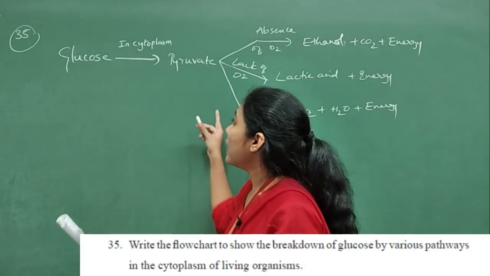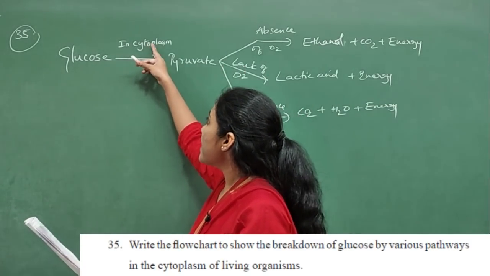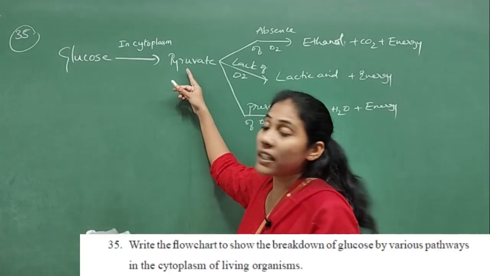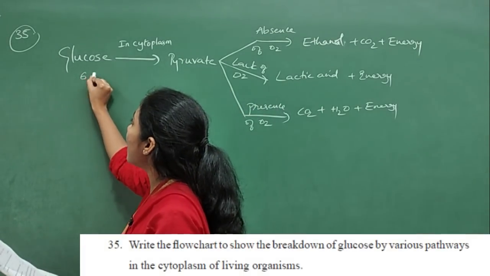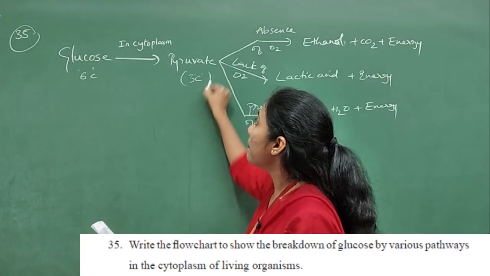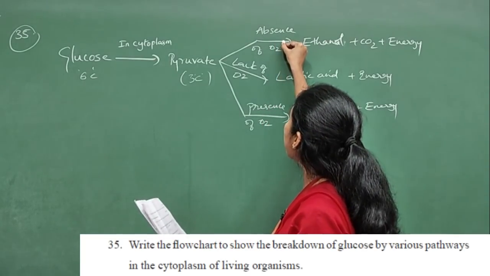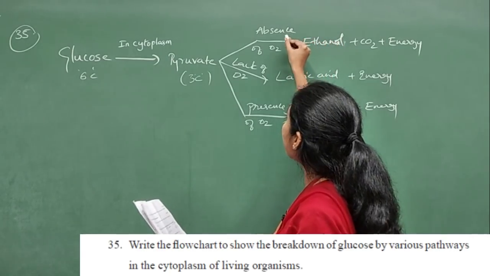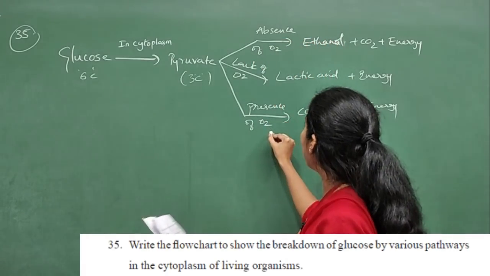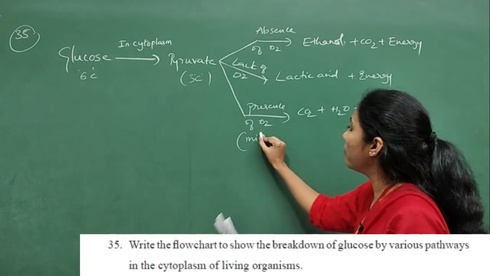See, the different pathways, I have shown on a board. Glucose initially in cytoplasm will get converted into pyruvate. Glucose is a 6-carbon compound, and this is getting converted into a 3-carbon compound. So this pyruvate later goes to mitochondria, isn't it? So it will go to mitochondria. I mean, let me do it here. First, I'm explaining this pathway.